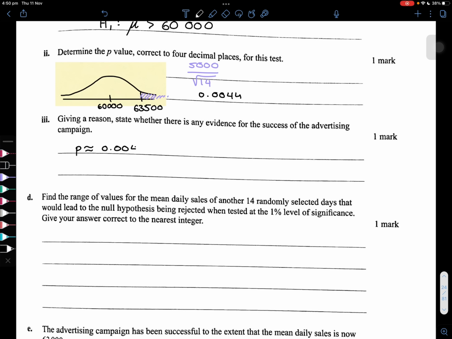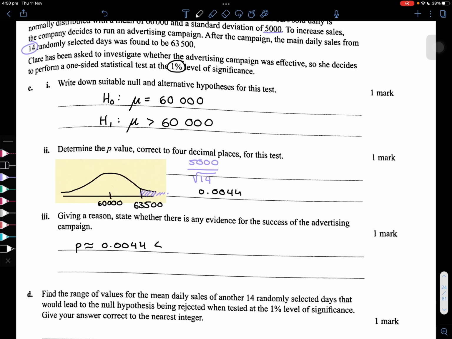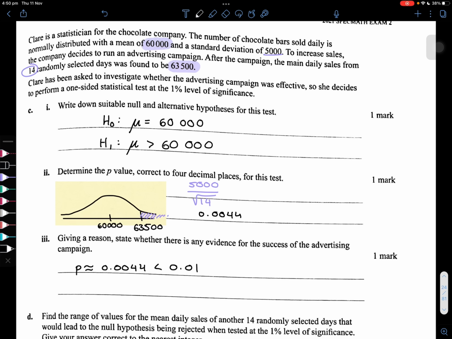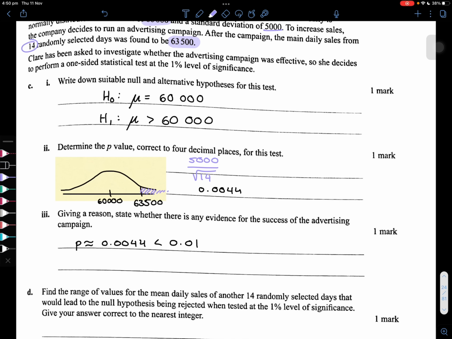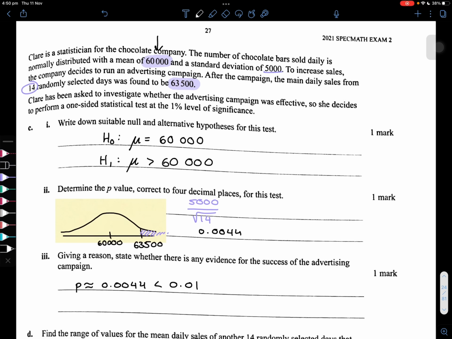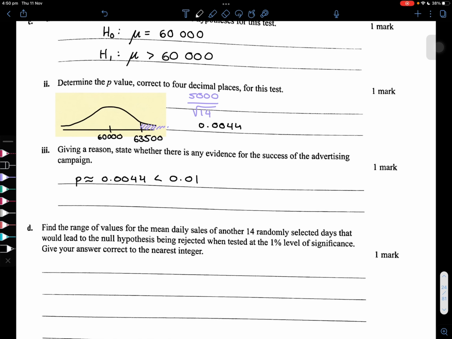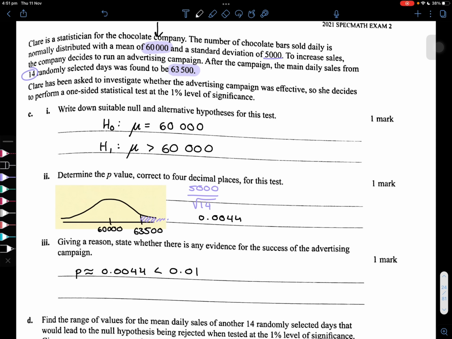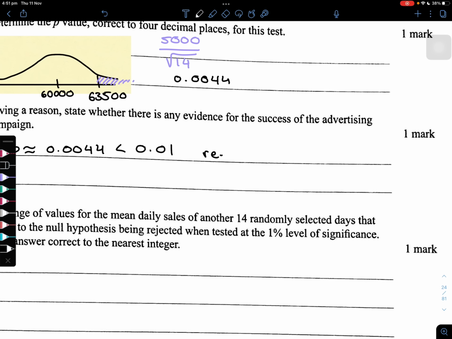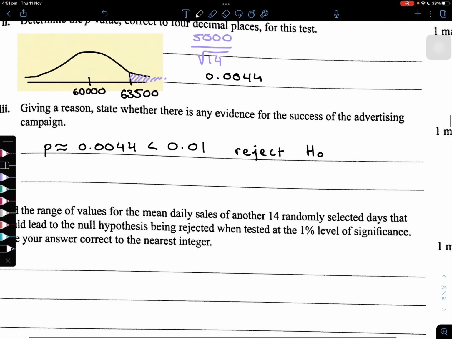Giving a reason, state whether there is evidence for the success of the advertising campaign. Okay, so from our p-value of 0.0044, we can say that that's less than our level of significance. Now, conceptually going back to what a p-value is, remember, a p-value is the chance of observing something as extreme as what we just got, or even more extreme, if our mean is actually 60,000. So if that p-value is less than our level of significance, that means the chance of that happening is way too low if our mean was actually 60,000. It could not have happened logically if our mean is 60,000. So that gives us enough evidence to say that in order for this to happen, the mean has to be higher than 60,000, because the chance of it happening if it was 60,000 is way too low. So you say reject H0.